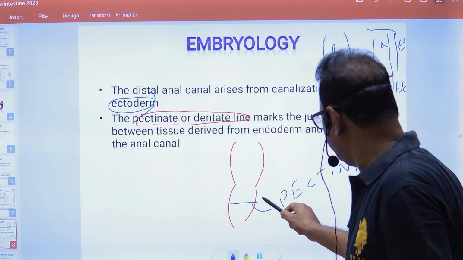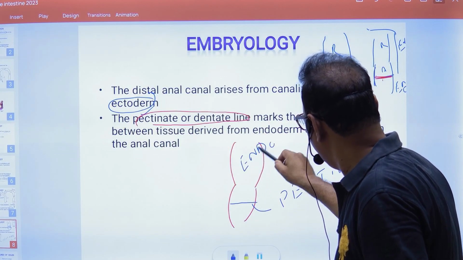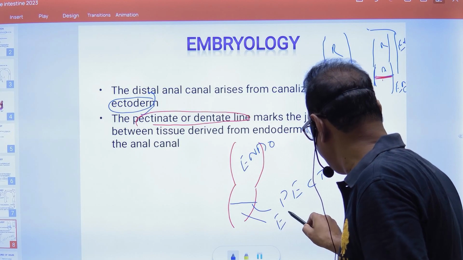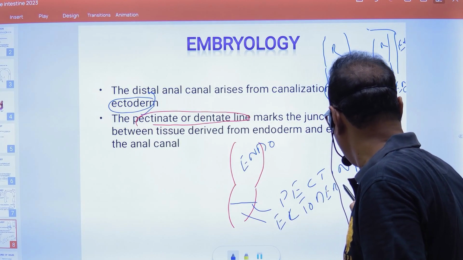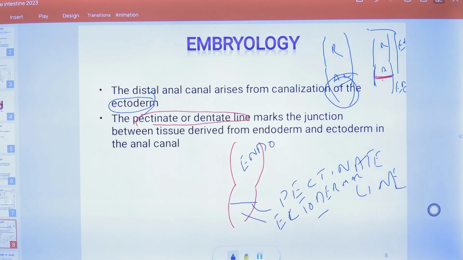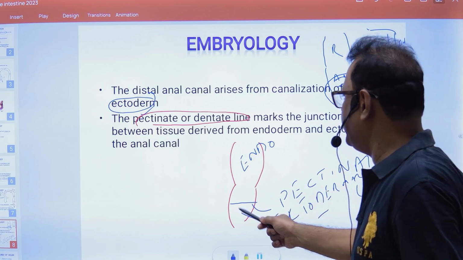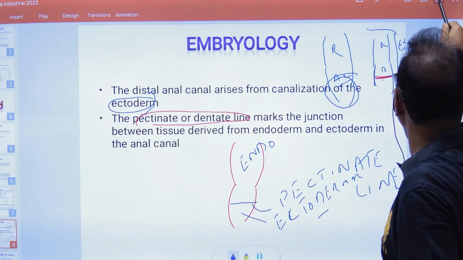Which is nothing but this is the endodermal derivative, this is the ectodermal derivative. So the division, the partition between the endoderm and the ectoderm, this is known as the pectinate line.